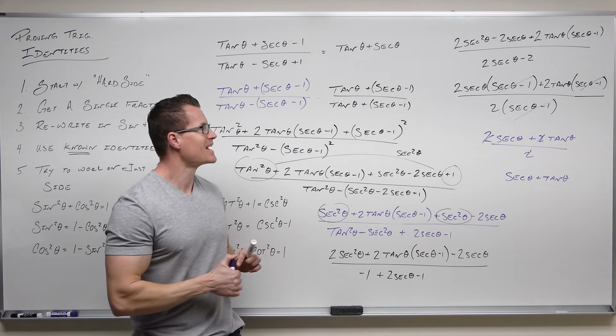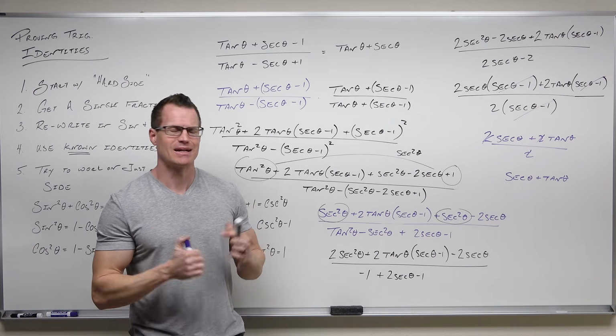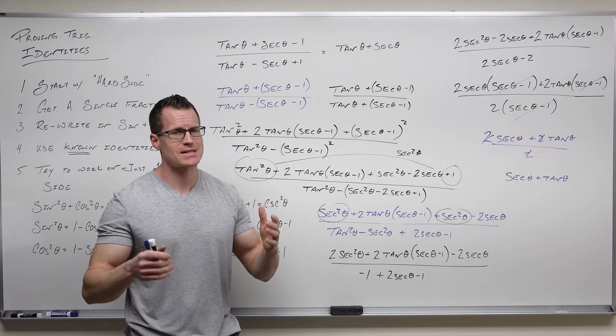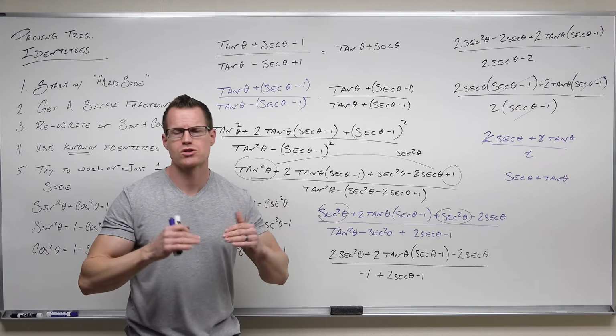I hope it makes sense. We did a ton of factoring and a ton of simplification, not a whole lot of identities. I hope I've given you a set of steps that you can use to structure your thinking for identities.